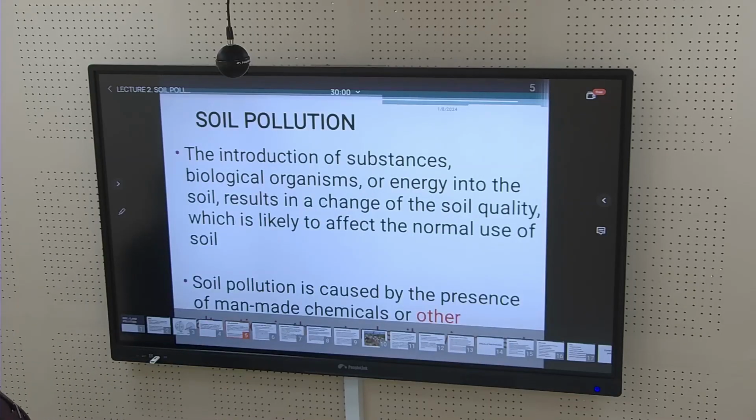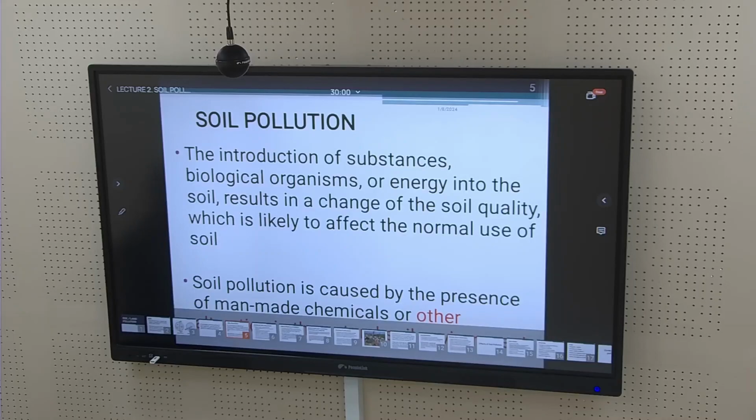Soil pollution. The introduction of substances, biological organisms, or energy into the soil results in a change of the soil quality, which is likely to affect the normal use of soil. If some other material that is not naturally there comes to disturb the soil, that is soil pollution.